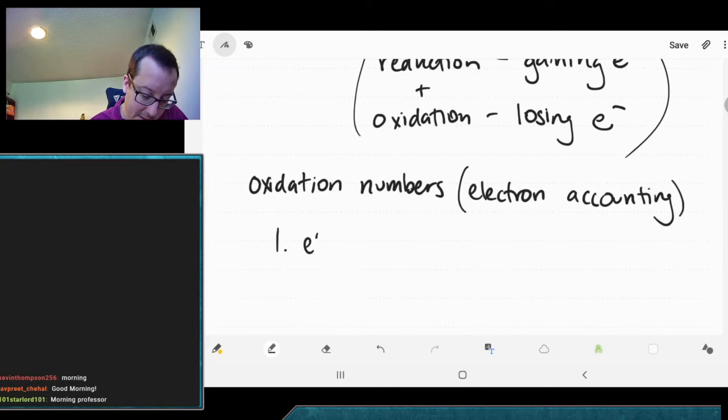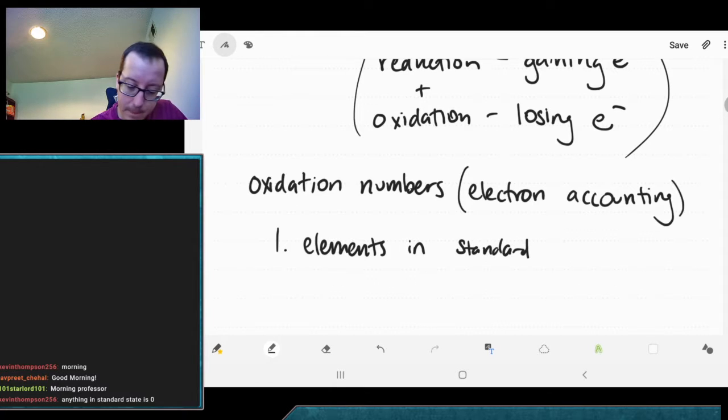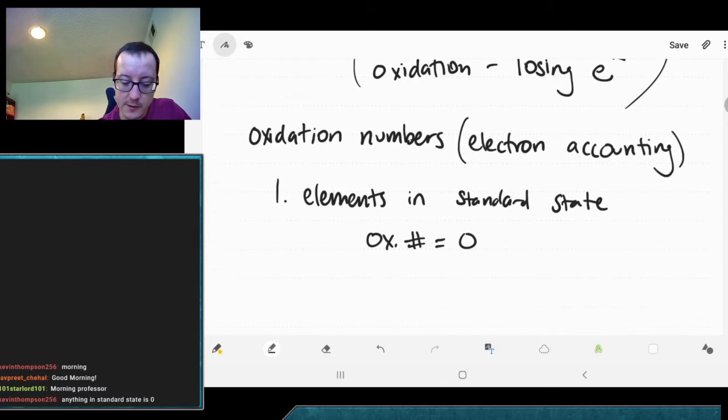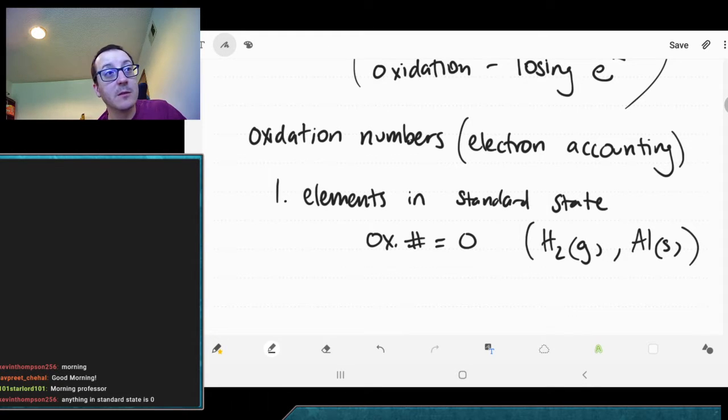We remember that elements in standard state by themselves have an oxidation number of 0. So that would be something like hydrogen gas or aluminum, whatever; these things would just be 0.